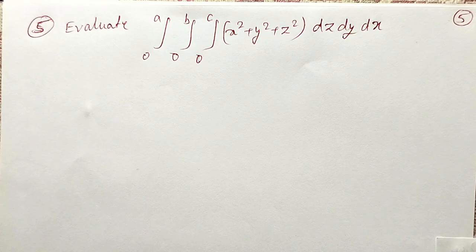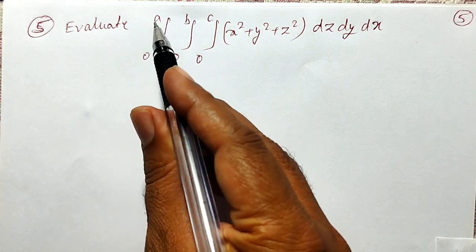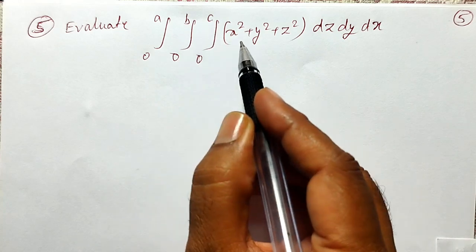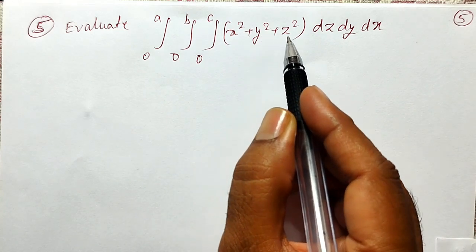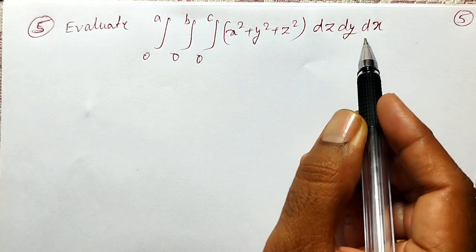Welcome friends. In this video I am going to evaluate the triple integration from 0 to a, 0 to b, 0 to c, (x square plus y square plus z square) dz dy dx.